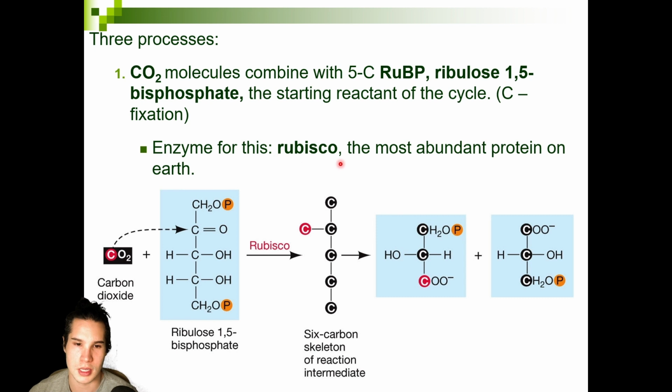So it's hypothesized that rubisco is the most abundant protein on Earth because it's likely the most abundant enzyme on Earth because we have more producers on Earth than we do consumers. So here it shows a 1, 2, 3, 4, 5-carbon molecule. You're adding a carbon to it, making it a 6-carbon molecule. Then you break it down into 2 3-carbon molecules, each containing a phosphate group.